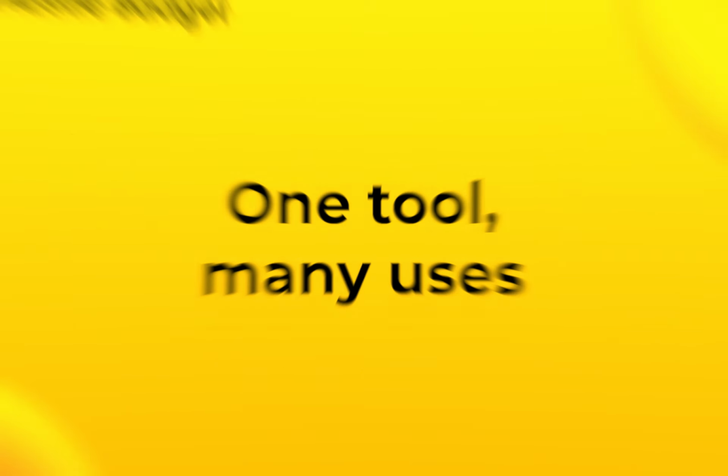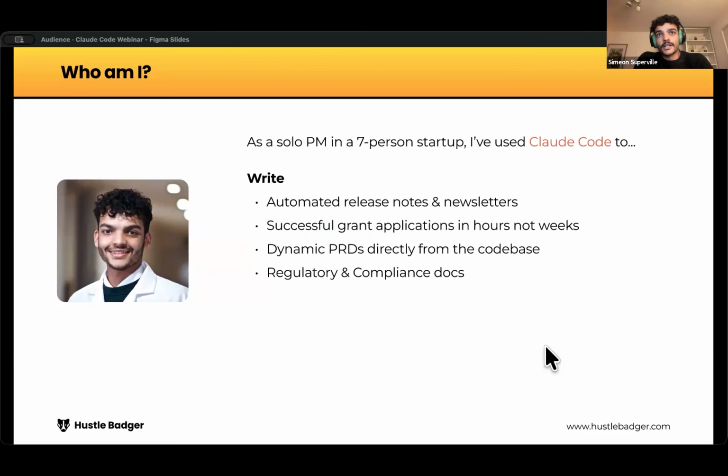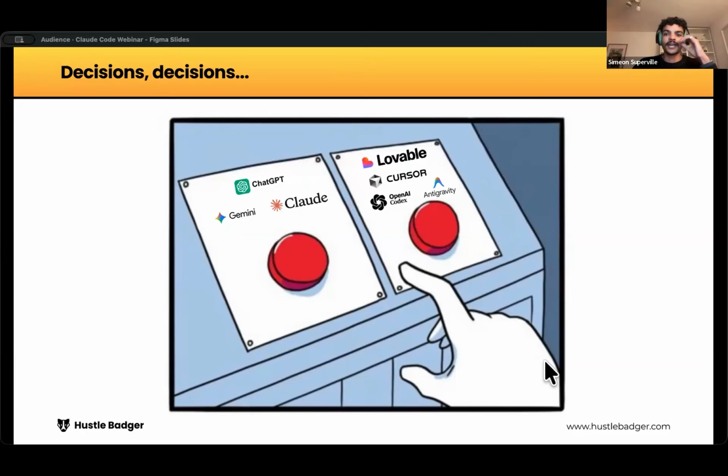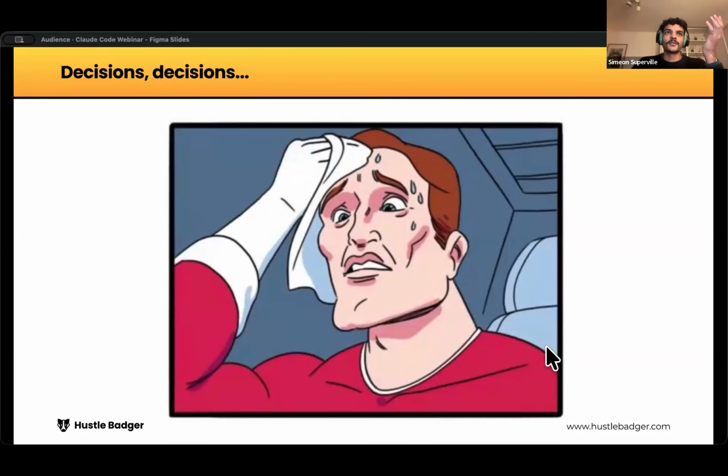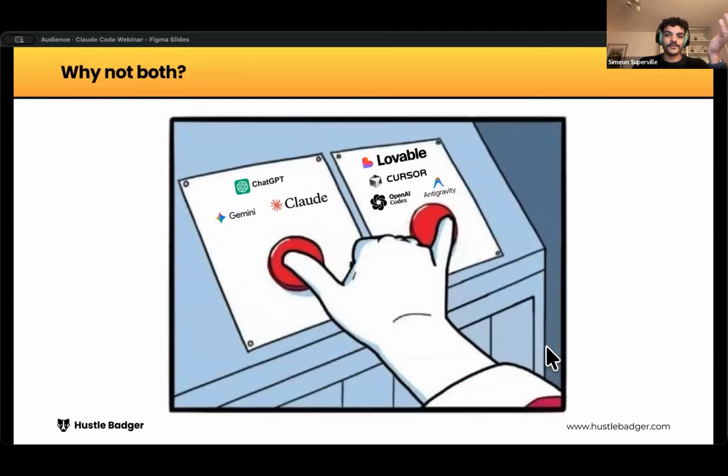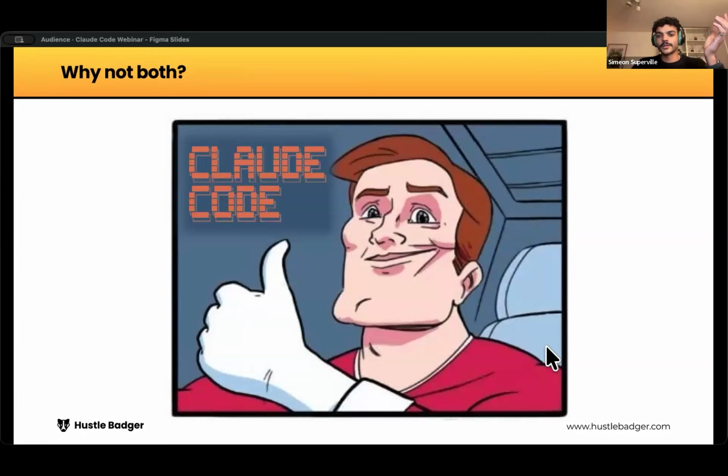Automated newsletters, quant applications, regulatory documentation, dynamic PRDs straight from the code base. When I was playing around with these different tools, I found that I had to have a different subscription for each different tool, and it became so much to handle. But I was thinking, surely there's a better way to do this. There's one tool that you can use for general day-to-day life, but then also to build things with. And that tool is Claude Code.